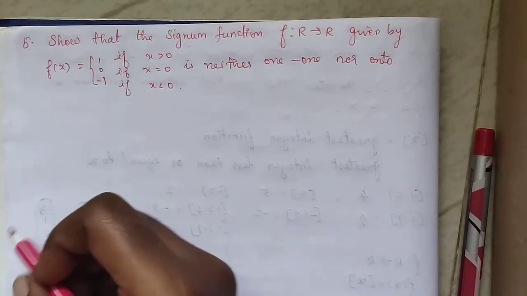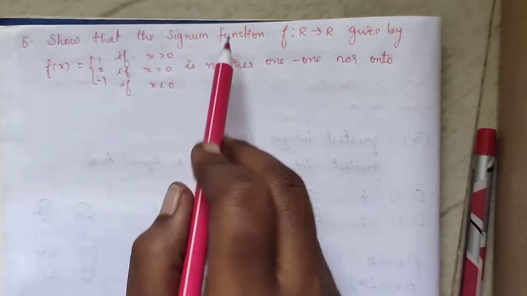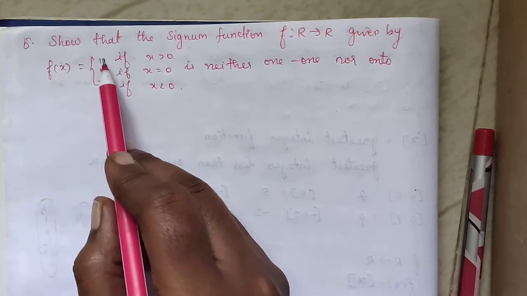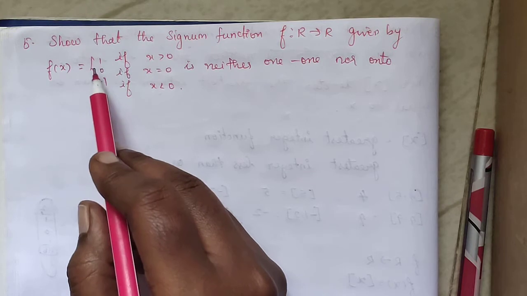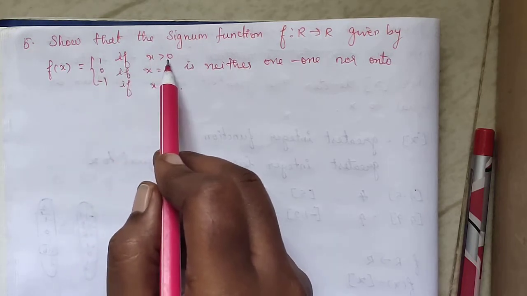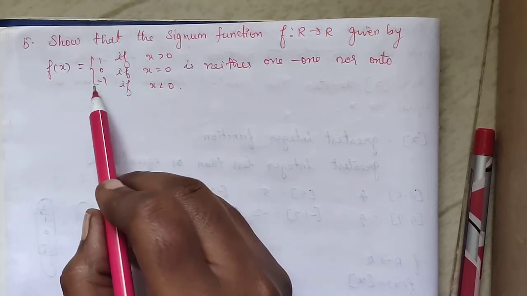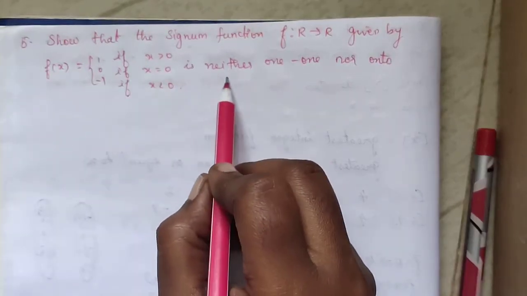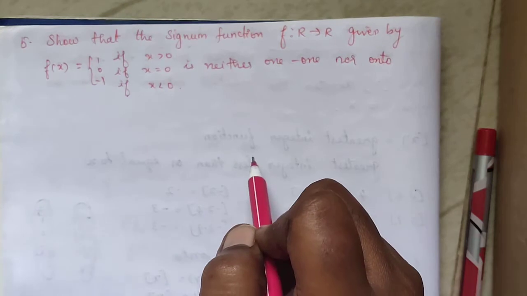Next question we are going to discuss is: show that the signum function f from R to R, given by f of x is equal to 1 if x is greater than 0, 0 if x is equal to 0, minus 1 if x is less than 0, is neither one-one nor onto.